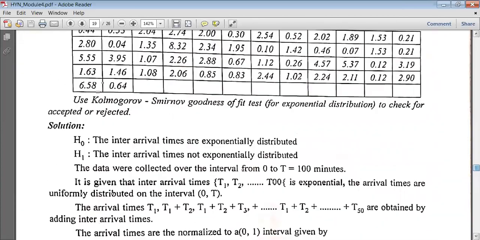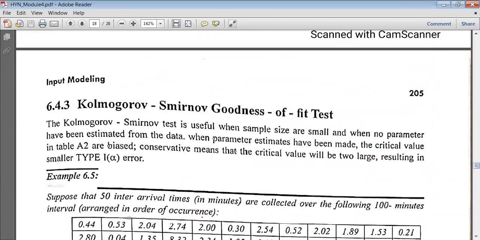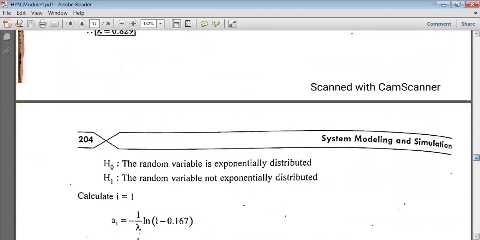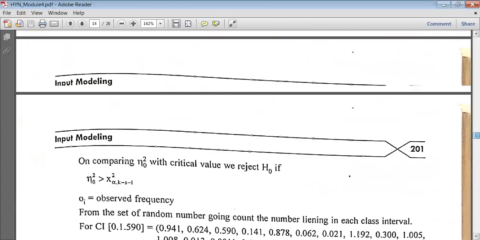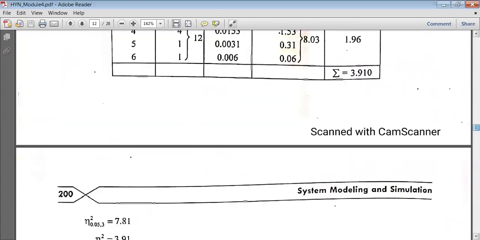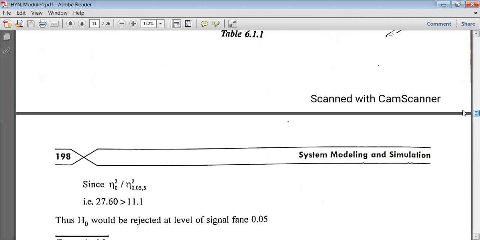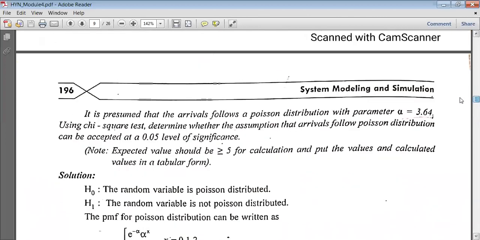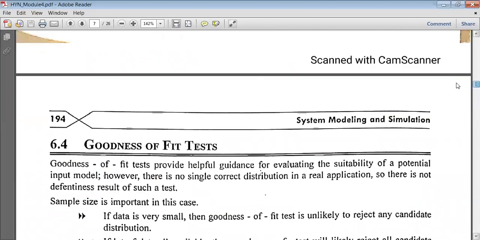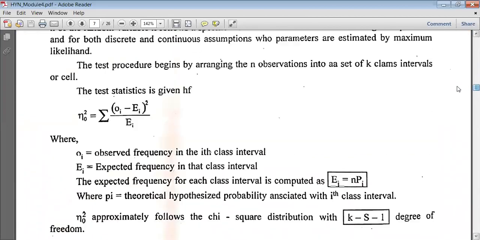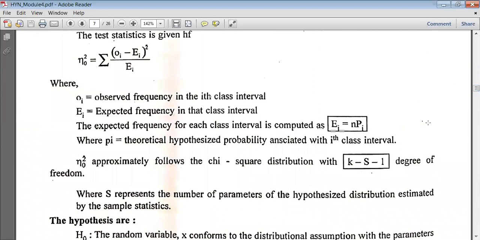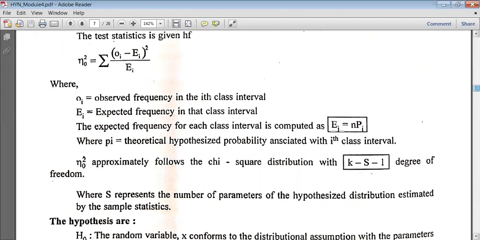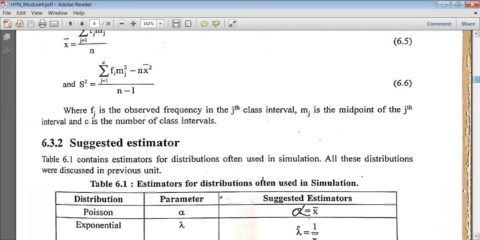They have never asked how to calculate the KS goodness of fit test, and also they have never asked the exponential distribution for the chi-square test. The repeatedly asked exam question is the chi-square goodness of fit test. This is the first type, a repeatedly asked exam problem, so try to concentrate on this part. If you study till here, that is selecting input models without the data, that is more than enough.